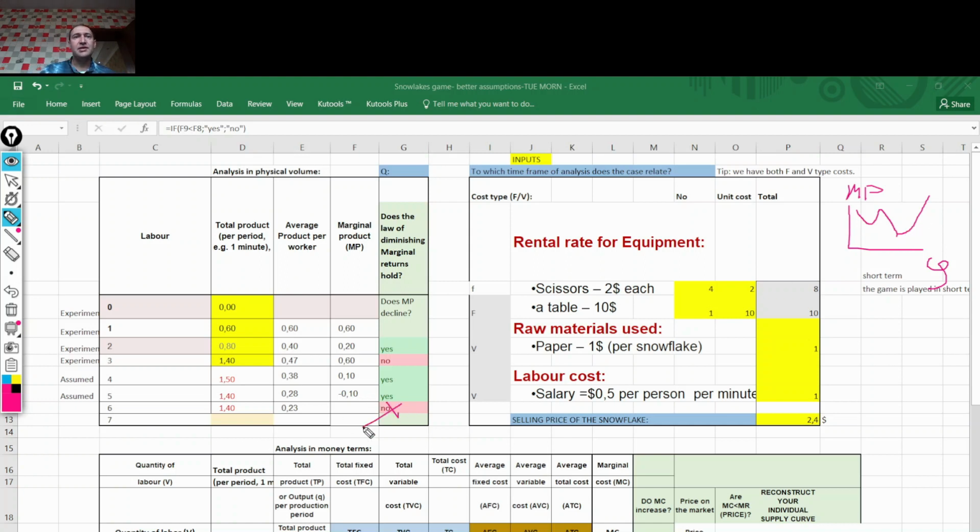Here, I guess it doesn't count because we are discussing the case of negative products. So, yeah, it should generally decline. According to the law, it should generally decline, with some exceptions in some domains of Q.